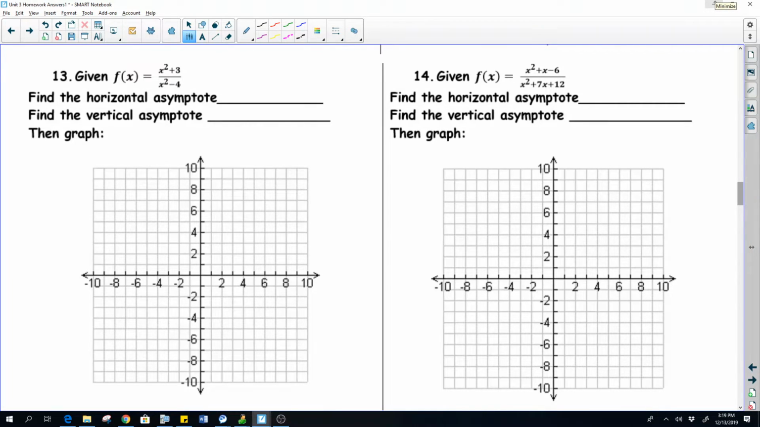Okay, horizontal. This is what I'm talking about. So we have x squared plus 3 divided by x minus 2, x plus 2. Good, good. Because that's what x squared minus 4 factors into. So to find the vertical, remember, you set the bottom equal to 0. So we are going to have an x equals a positive 2. Remember, opposite sign, positive 2.